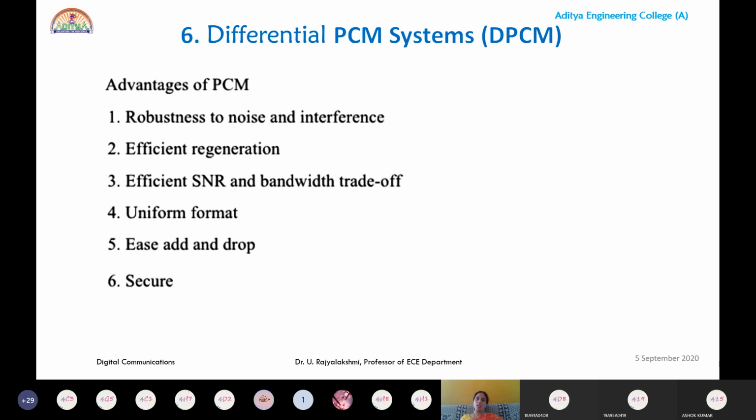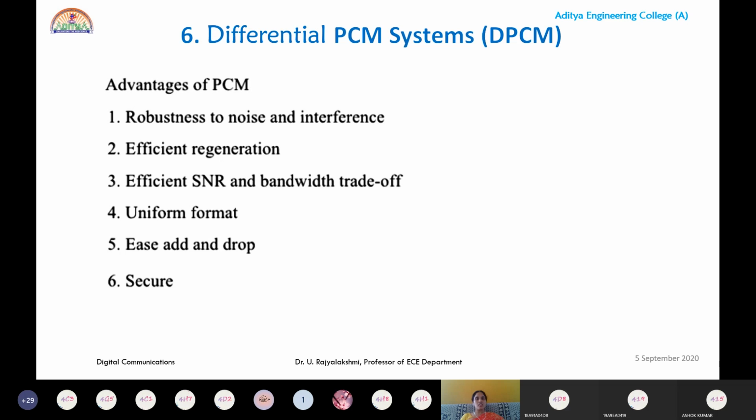Like that, PCM has a lot of advantages. The first advantage is that it is highly robust to noise and interference, because of the presence of the channel encoder as well as repeaters in the channel. The second advantage is that it has good regeneration, because in the channel we have regenerative repeaters, which regenerate the original form of the PCM signal every time by eliminating the noise.